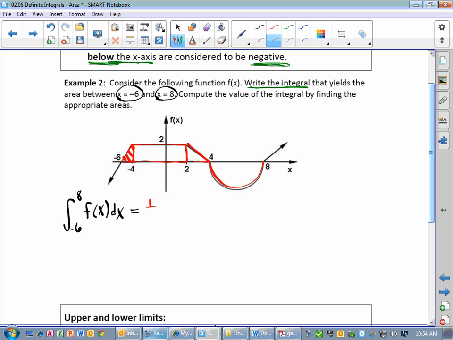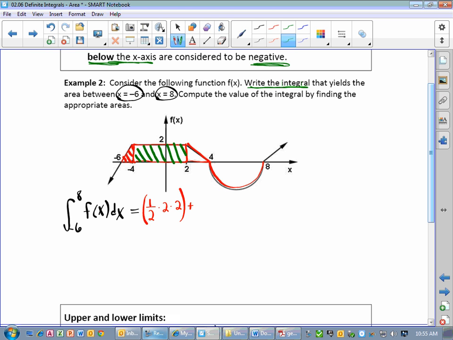So that would be 1/2. Now the base of this triangle, -6 to -4, must be 2. And the height of this triangle is 2. Plus, I'll put it in parentheses just to group it. This goes with the first shape. Then we've got another shape.